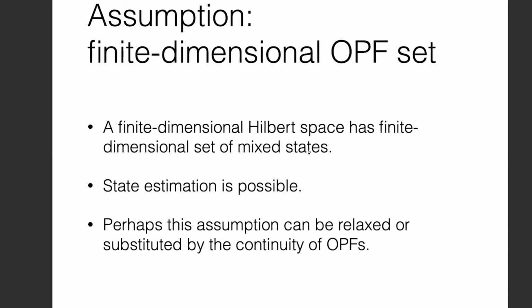And it's also still possible that perhaps this assumption is not necessary. It's just that we have not been able to work without it. Or perhaps this assumption can be relaxed, and maybe we only need to assume something weaker, like the continuity of outcome probability functions. This continuity is very natural because if it doesn't hold, it means that the topology of the Hilbert space in terms of distinguishability of states is different than the natural topology of the Hilbert space. You would have discontinuities in terms of distinguishability.